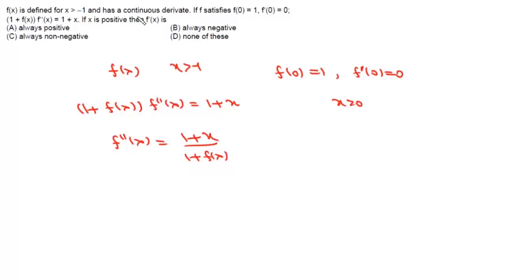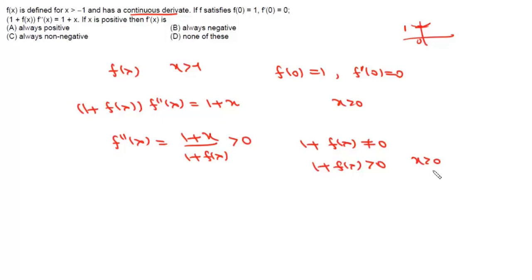Now since this function has a continuous derivative and f double dash x exists, that means this 1 plus f(x) must not be equal to 0. So it will be either always positive or always negative. It is given that at 0 this value is 1, so at 0 this value is positive. So that means 1 plus f(x) will be greater than 0 for all x greater than 0. And this 1 plus x is also positive. That means f double dash x is greater than 0 whenever x is greater than 0.